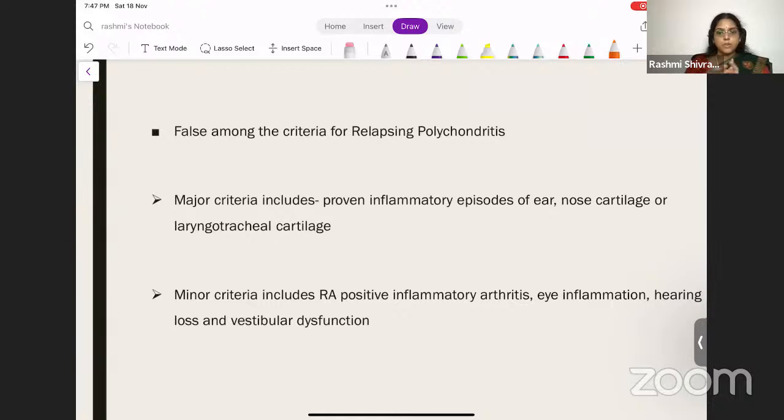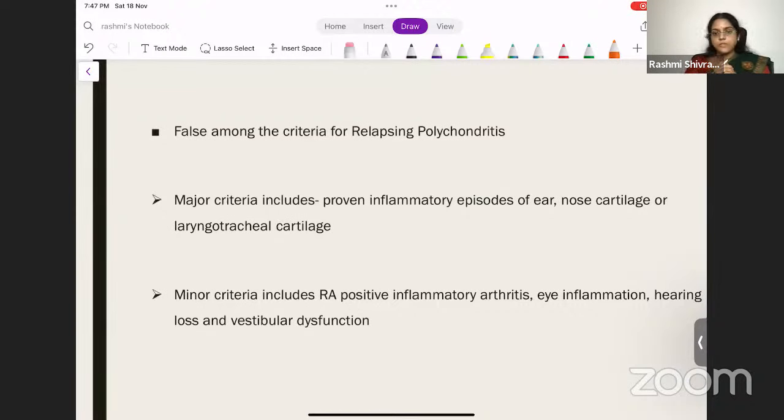You need to remember what is polychondritis, inflammation of the cartilage. What is relapsing? It keeps happening again and again. So multiple inflammatory episodes are happening. Okay. So among these two options, which do you think is false? The major criteria includes proven inflammatory episodes of ear, nose cartilage, or laryngotracheal cartilage. That seems correct. Okay. Minor criteria includes RA positive inflammatory arthritis, eye inflammation, hearing loss, and vestibular dysfunction.